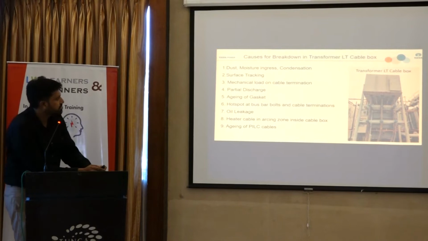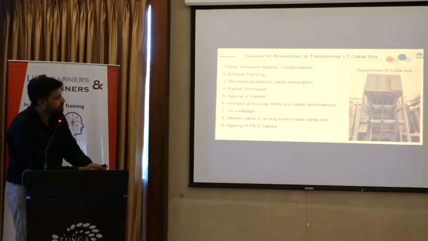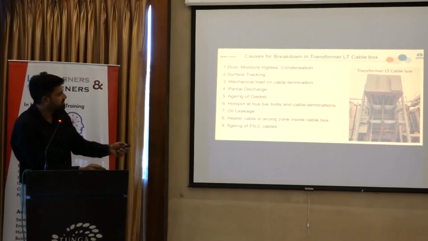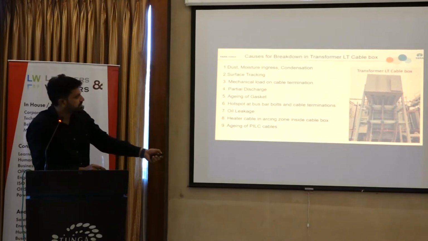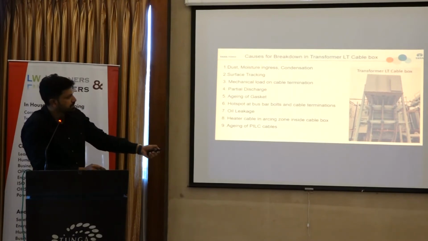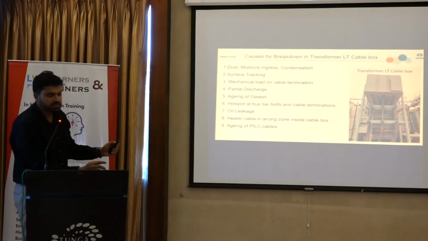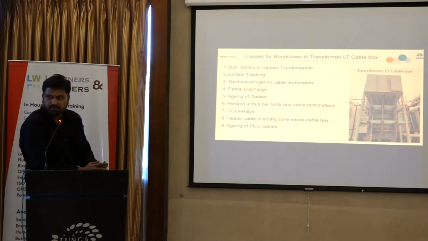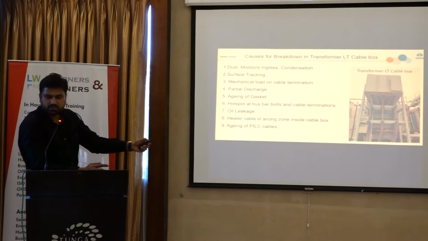These are some major causes of breakdown due to transformer LT cable box. To understand about LT cable box, this picture just represents the LT cable box of a transformer. It's just like a cuboid where the transformer LT bushings come out and these cables go and connect there.